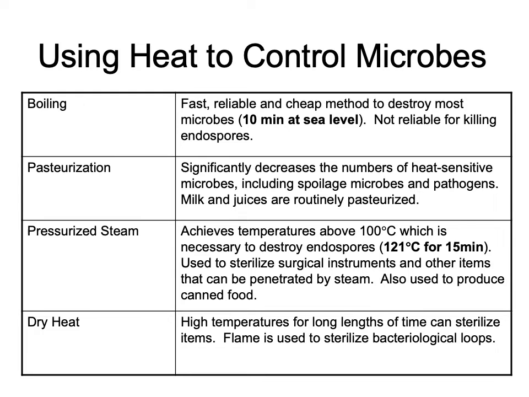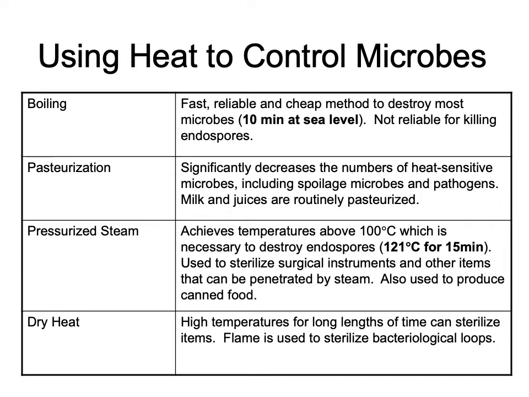Pasteurization is pretty specific to food like milk or juices. When you go to a farm stand, you want to make sure that the juices that you're buying are pasteurized. It can decrease the number of heat-sensitive microbes. So it can include getting rid of some of the microbes that can cause spoiling of that particular thing. Your milk will last longer, your juices will last longer in the refrigerator. It's also helpful to get rid of pathogens within milk and juices that could potentially make you sick.